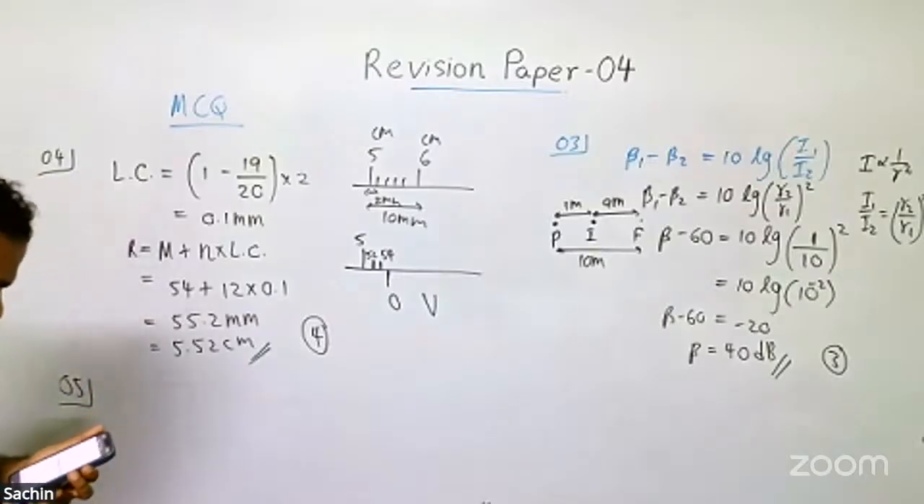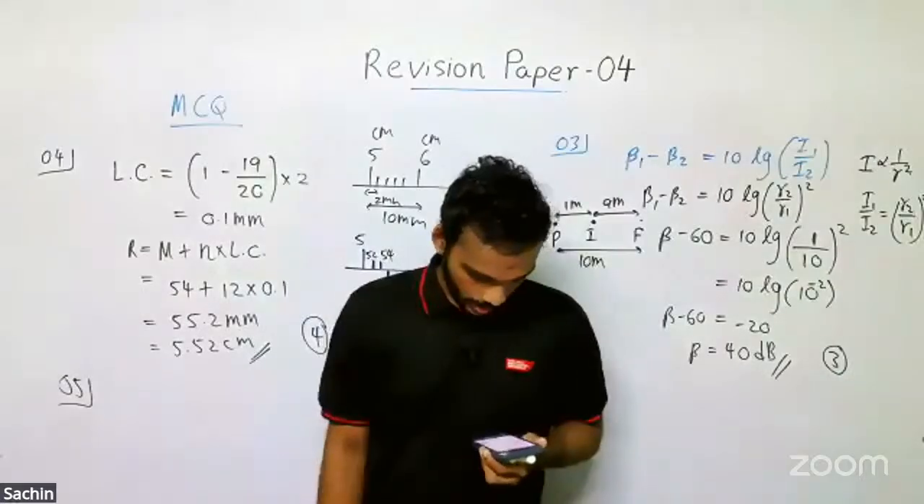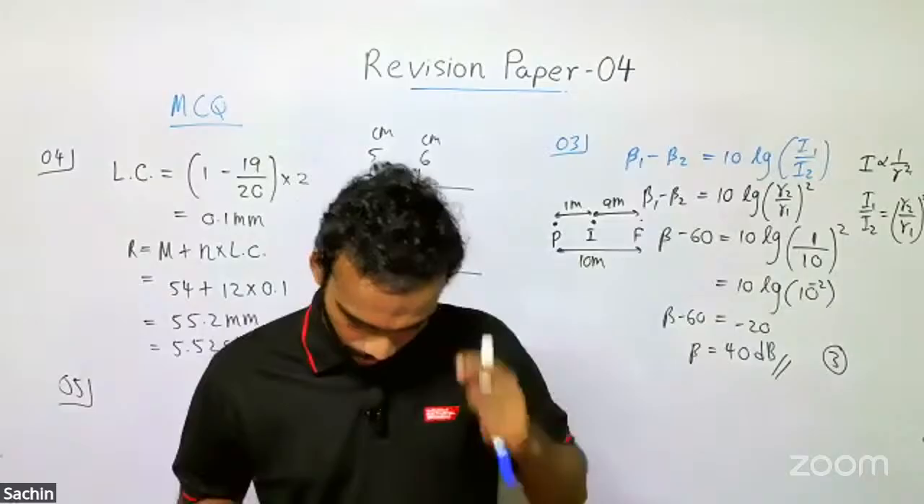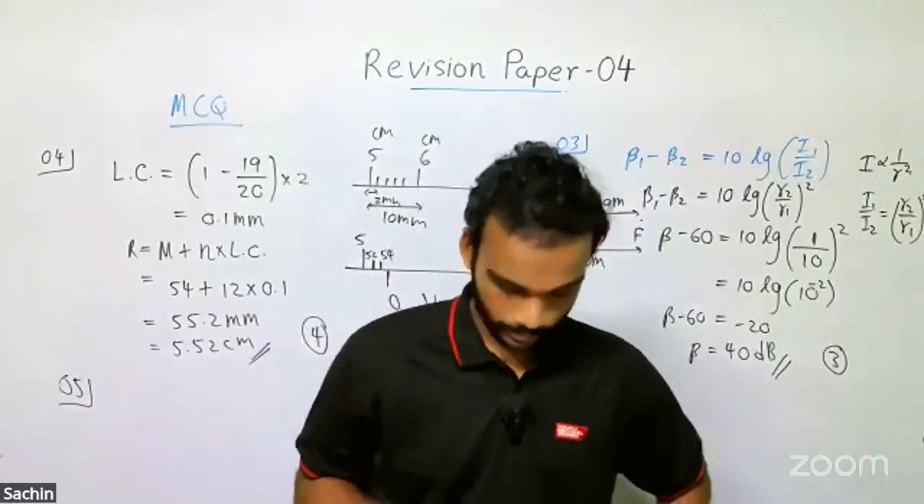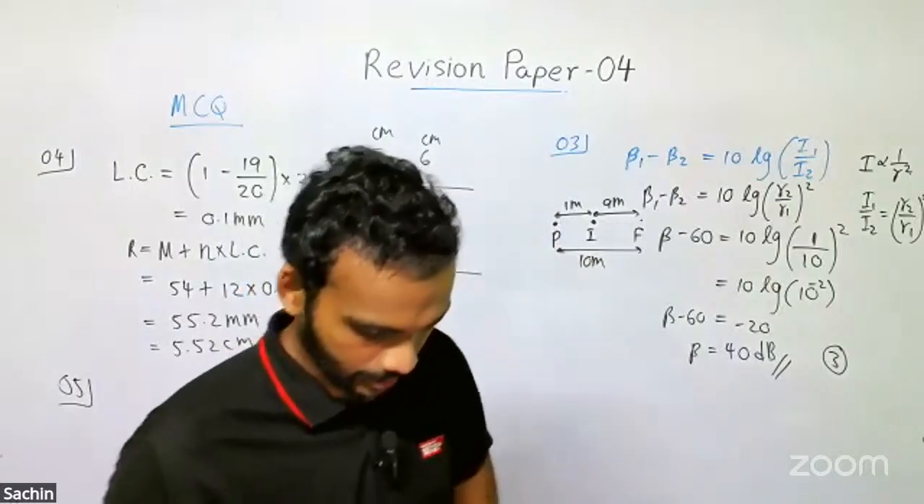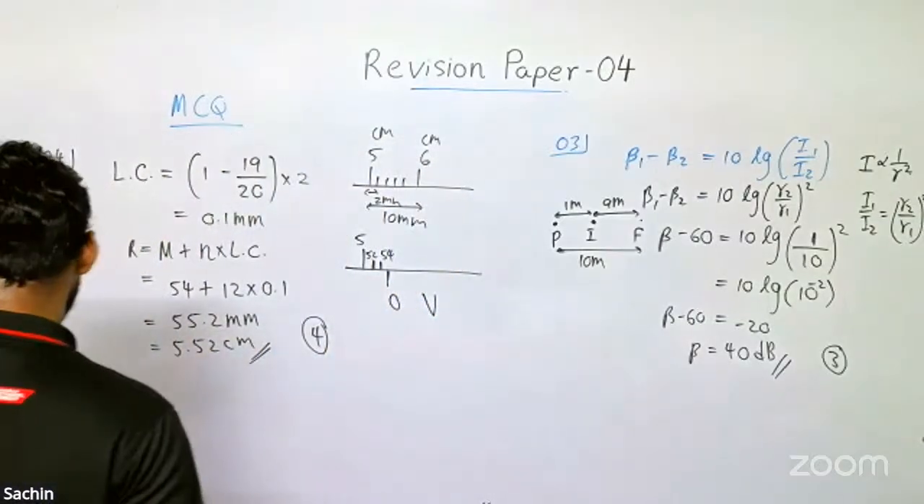A train passes a stationary observer while sounding its horn. The ratio between the observed frequencies before and after passing the observer is 6 to 5. If the speed of sound in air is 330 meters per second, the speed of the train will be? Okay.